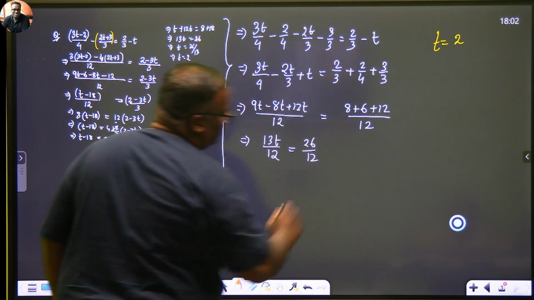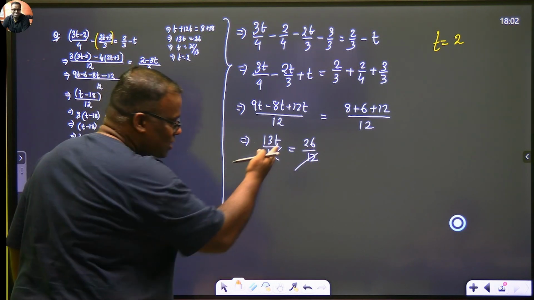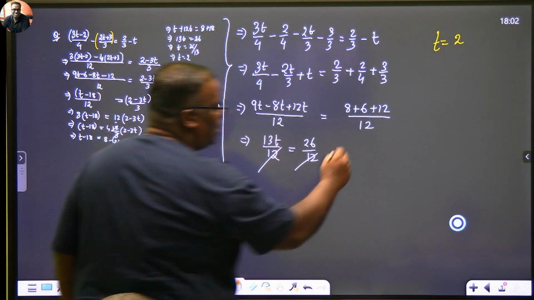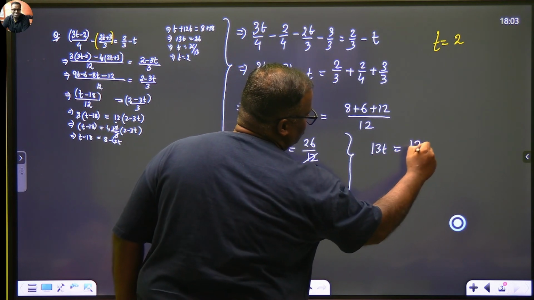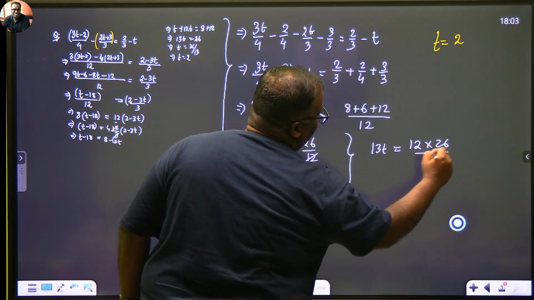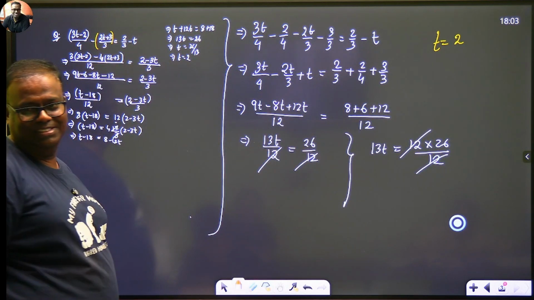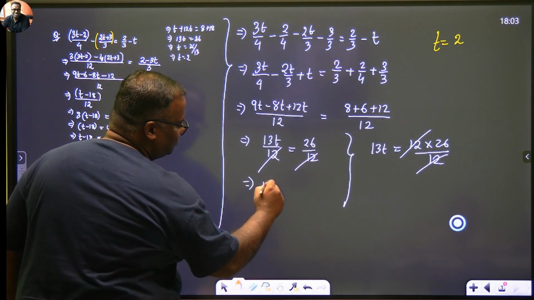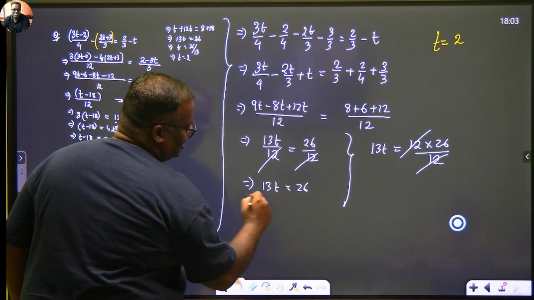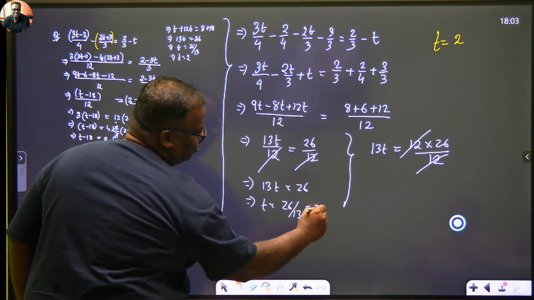26/12, divide both sides by 12. Otherwise this 12 just goes up. If you don't cut it, then 13t is equal to 12 into 26 by 12. We don't need that, it's done. Now how much do we have? 26. And t is equal to 26/13, which is equal to 2.